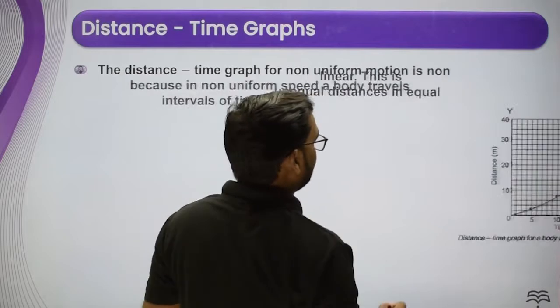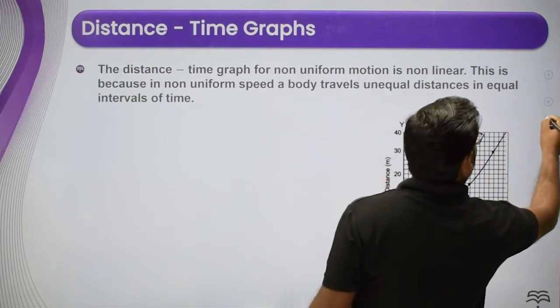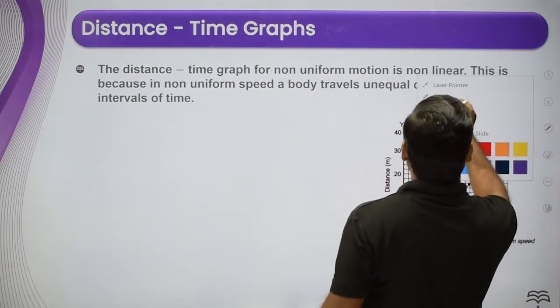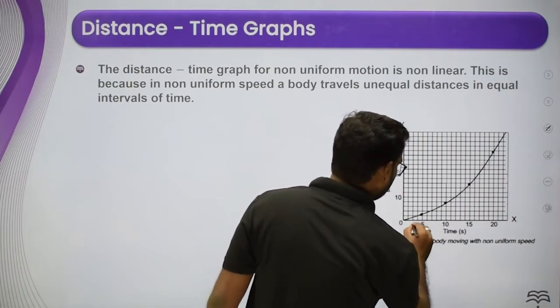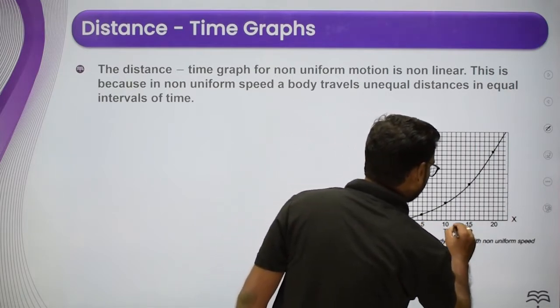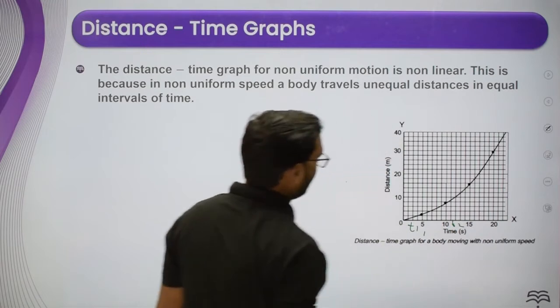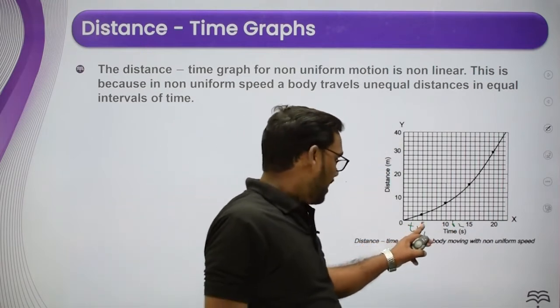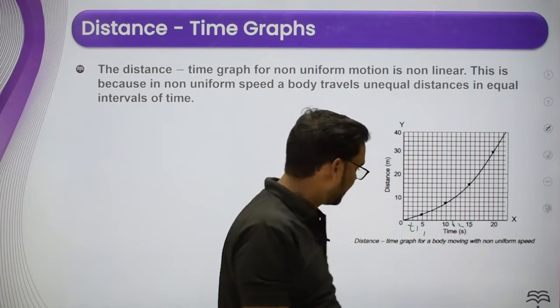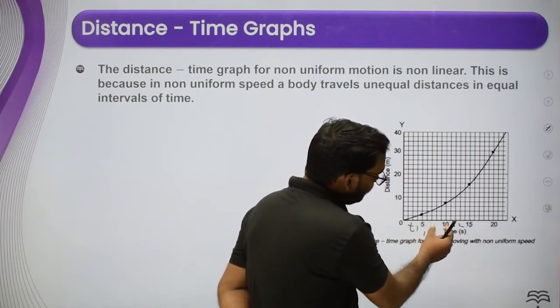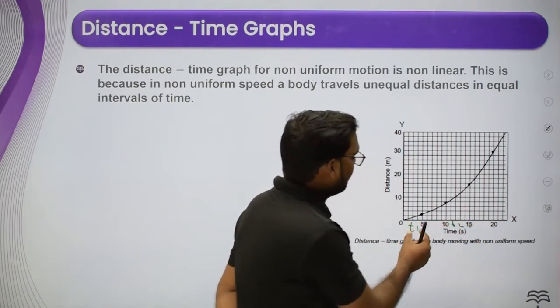Now you can see here, this is the t1 and this is the t2. This is your t1 and suppose this is your t2. At t1 it is 5 seconds, at t2 10 seconds, t3 15 seconds, t4 20 seconds. So you can see 5 units in each interval. The gap is 5 units.